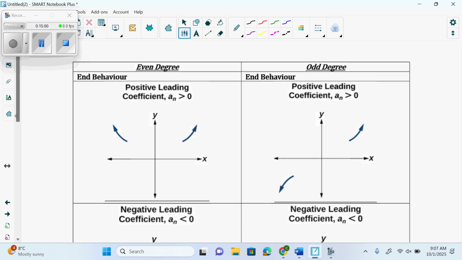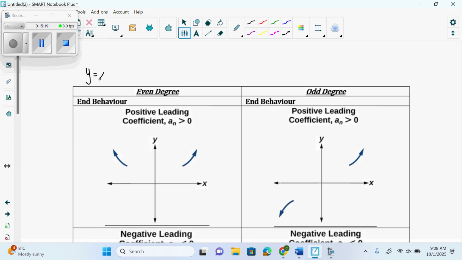We're going to talk about the end behavior. So, even degree, which means you have a positive leading coefficient or a negative leading coefficient. Even degrees are like x squared or x to the 4 graphs. So an even degree graph would be like y equals x squared or y equals x to the 4. This is a quadratic. We did this last year. And a quartic.